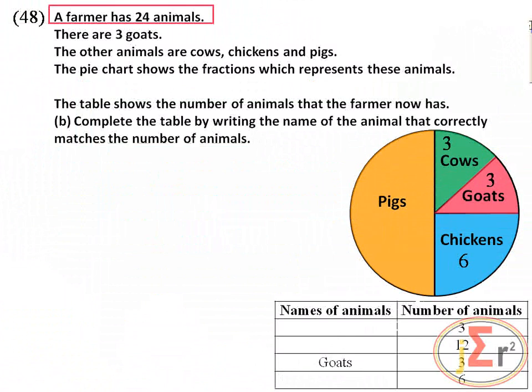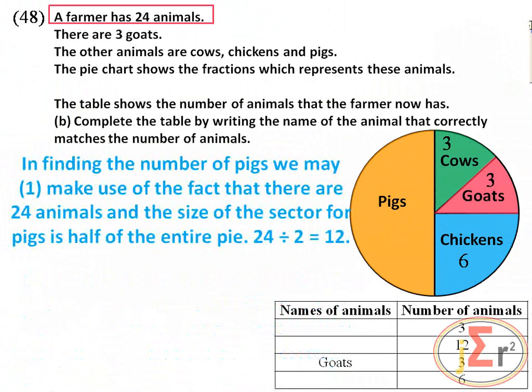A farmer has how many animals? 24. 24 animals. In finding the number of pigs, we may do it 2 ways. One, make use of the fact that there are how many animals in all? 24. Right. And the size of the sector for pigs is half of the entire pie. Can you see that? Yes. The sector for pig is half of the entire pie. It is half of the entire thing.